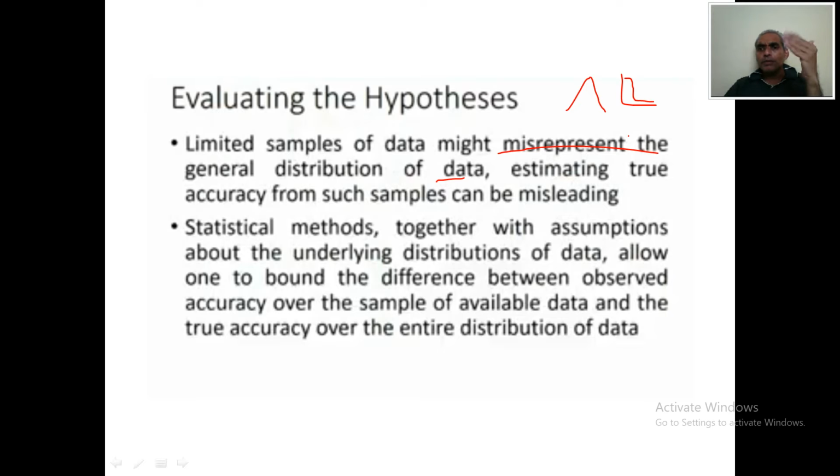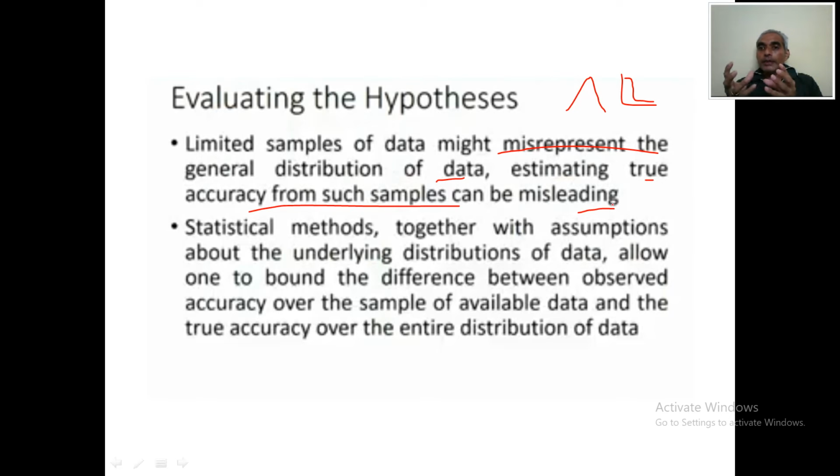So it is very difficult. It misinterprets the general distribution of the data. With only a little data, we cannot predict that the entire population behaves the same way. Estimating true accuracy from such a sample can be misleading. For a small sample of data you may say 95%, but when your data is very huge, the accuracy will also change. It will mislead.